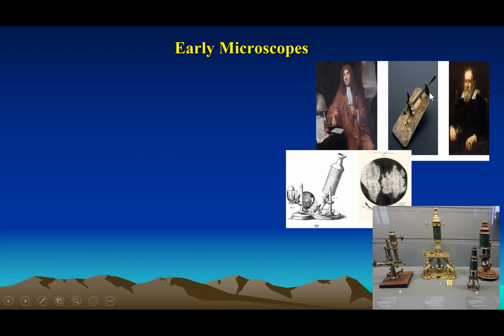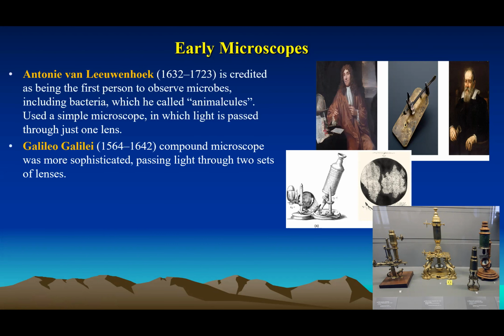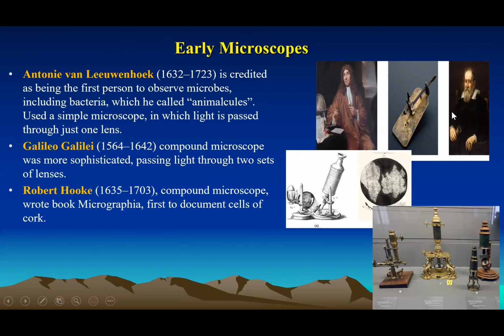Then there was Galileo, who discovered the compound microscope, and he used 2 sets of lenses. Robert Hooke developed on it a little later. He wrote a book called Micrographia, and he documented cells of the cork tree. So this is where the word cell is used now. So that's Robert Hooke.